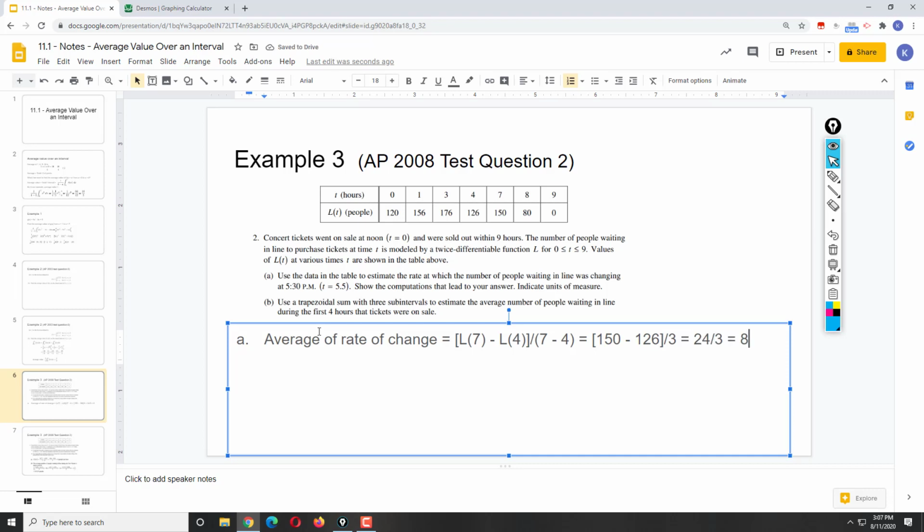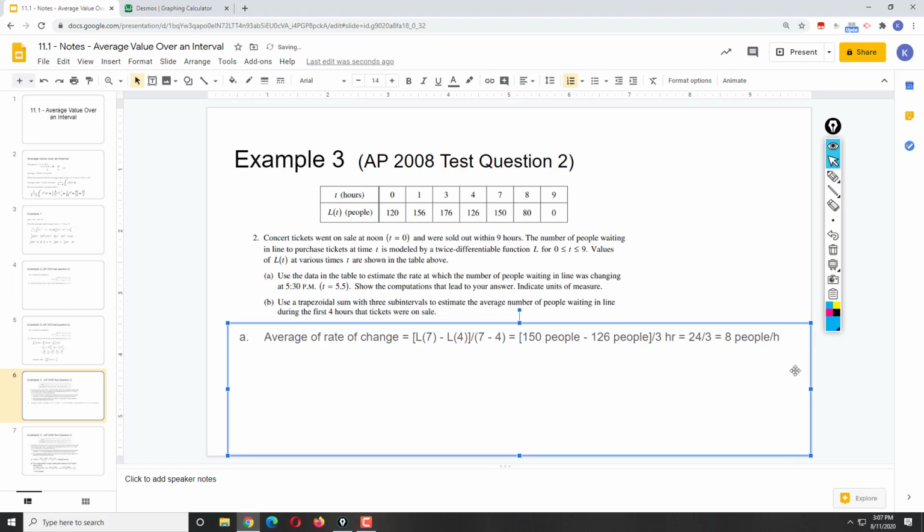Our unit: we have L(7) is 150 people. 126 is also people. And then t is in hours. So it's going to be people per hour. And that makes sense. How many people are buying tickets every hour.